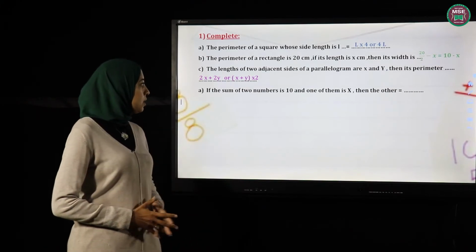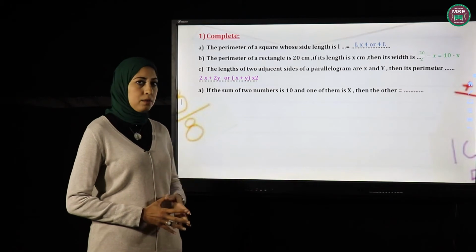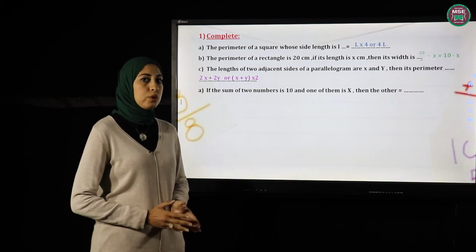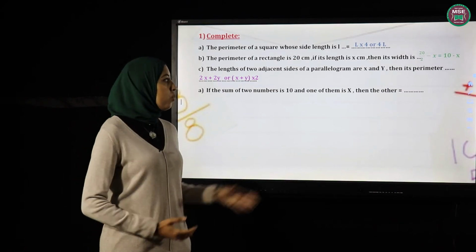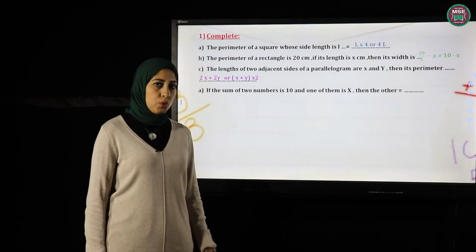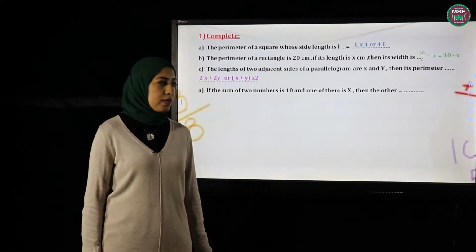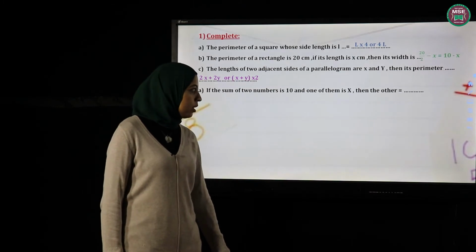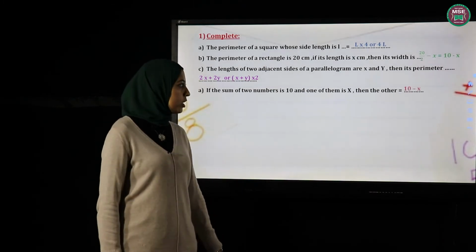Okay? If the sum of two numbers is 10, the sum of two numbers means their total. The total is 10. One of the numbers is x. So how to get the second number? I will make 10 minus x.